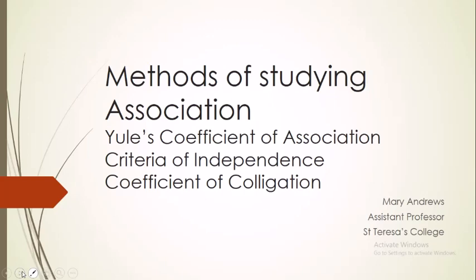Today we will be studying about methods of studying the association between two attributes. Under that we will check the Yule's coefficient of association, criteria of independence and coefficient of colligation.